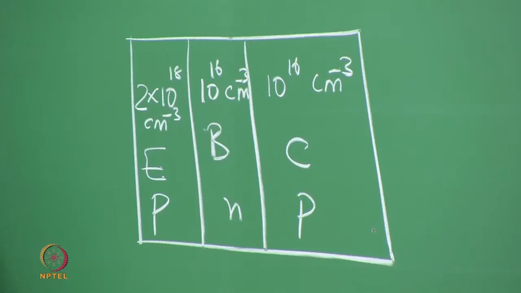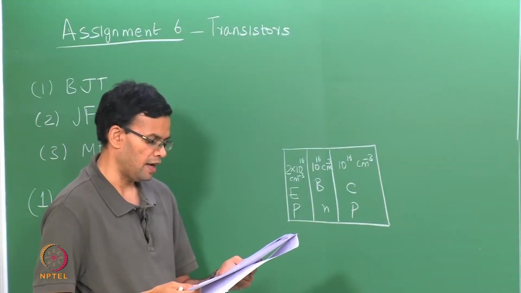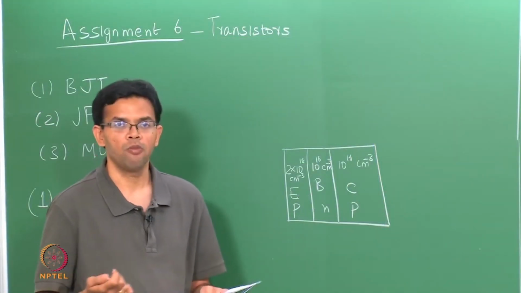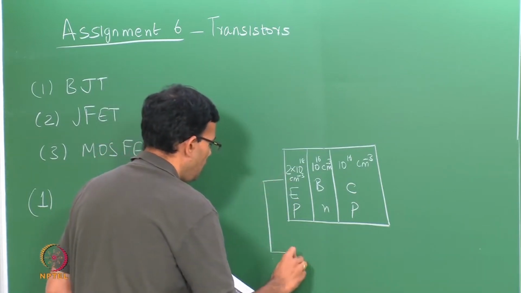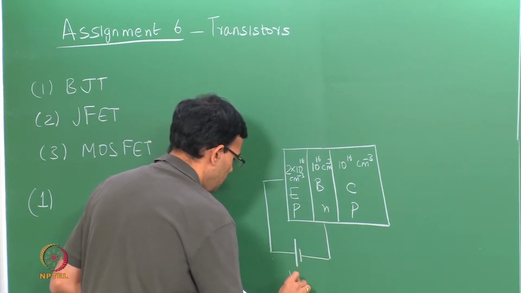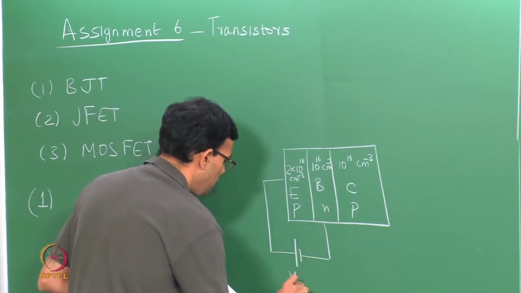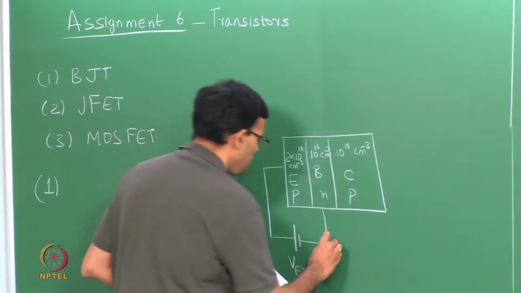So, there are different configurations in which a transistor is connected. Here we are going to look at a connection where we have a common base mode. In this particular case, the emitter base junction is forward biased, V_EB, and the collector base junction is reverse biased.